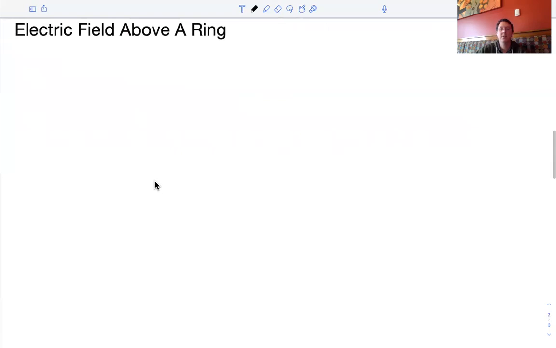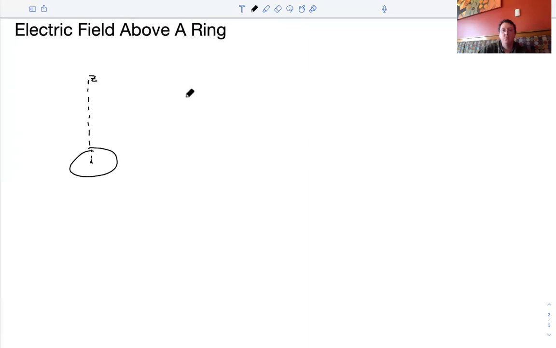Okay, so the electric field above a ring. Let's imagine I've got a ring of charge in the XY plane, and I would like to know what is the electric field at a height Z above the center of it. So this is in the XY plane, that's fine. It's a 1D shape, it's a ring.